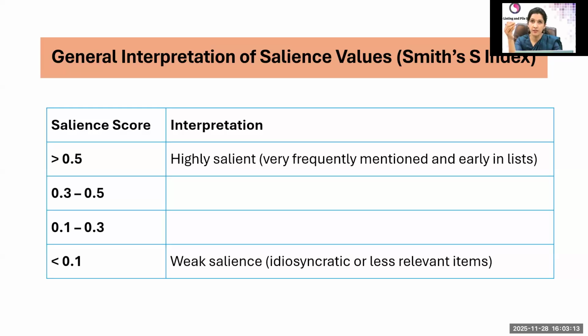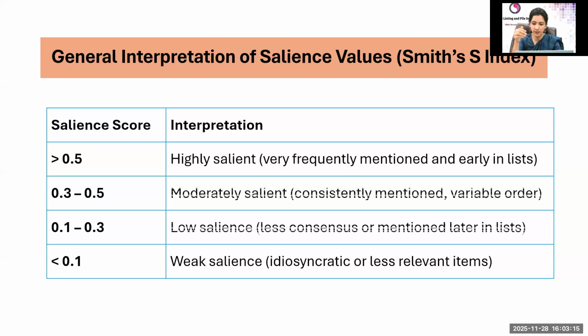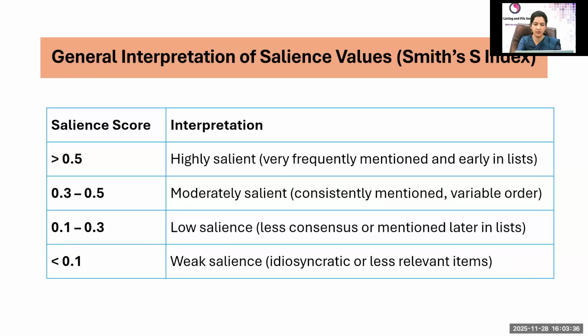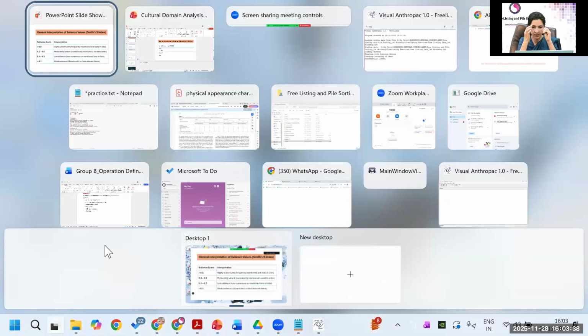This 0.5 we have discussed, very high salient, but up till 0.1 you can keep. Even the moderately salient and low salience items you can keep. But the important one, any item which has less than 0.1, you may not have as an item for pile sort. So that's one exercise which we need to see. Now I'll go back to that result which we were discussing.